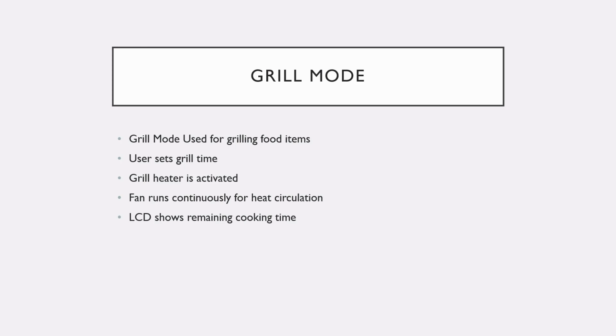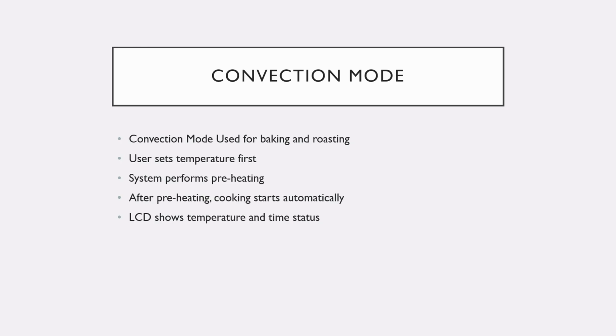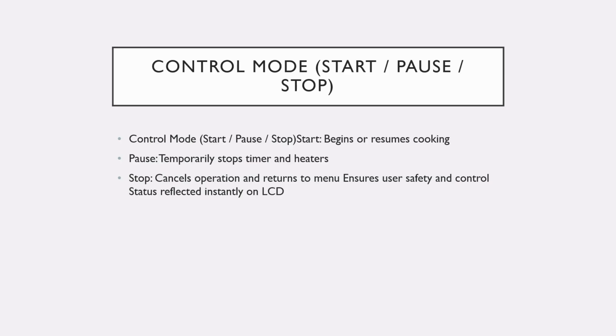And next one is the convection mode. This convection mode is generally used for baking and roasting. The user sets the temperature and system performs the preheating. Once the preheating is completed, cooking starts automatically and the status is shown on the LCD. The last mode is control mode, or we can say start or stop mode. So this control mode provides start, pause and stop operations.